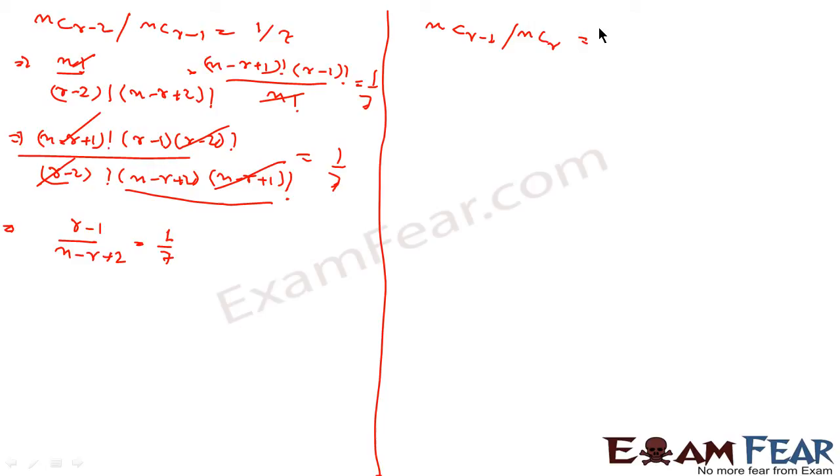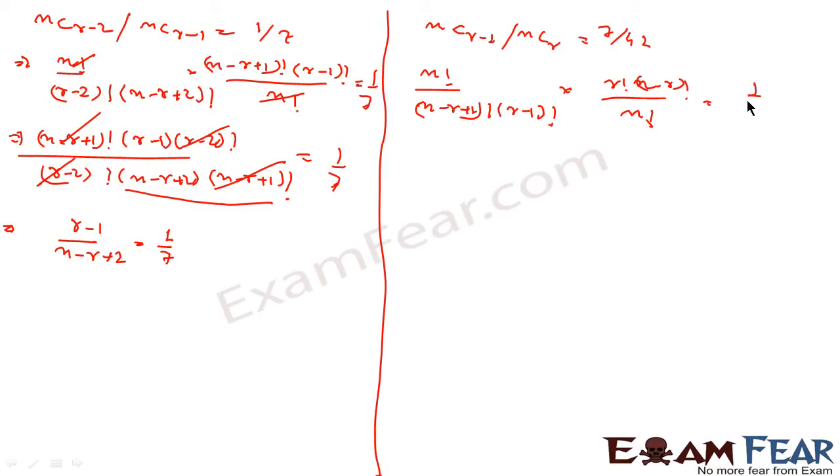Similarly, let's take the other equation we had, that was nCr-1 by nCr is equal to 7 by 42. This is the equation we had in the last slide. Here also we'll do the same thing. nCr-1 is equal to n factorial by (n-r+1) factorial by (r-1) factorial, and nCr is equal to n factorial by r factorial and (n-r) factorial. This thing is equal to 7 by 42.